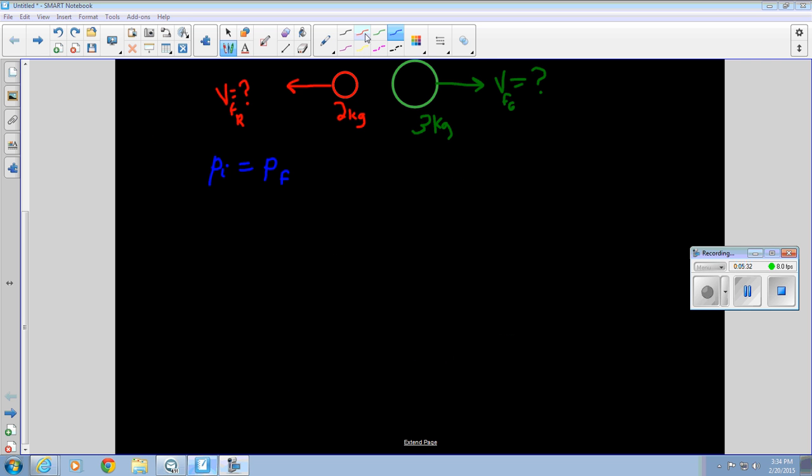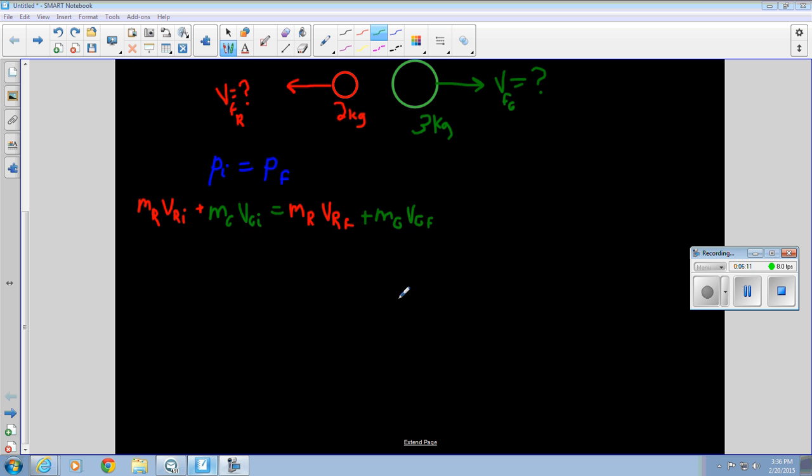So what is the initial momentum made up of? Well, that's the mass of the red ball times the velocity of the red ball initial, plus the mass of the green ball times the velocity of the green ball initial. And that has to equal the mass of the red ball times the velocity of the red ball final and the mass of the green ball times the velocity of the green ball final.